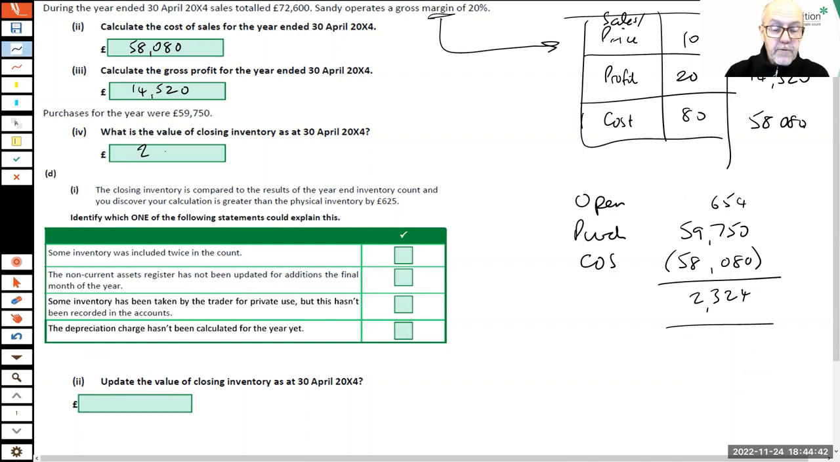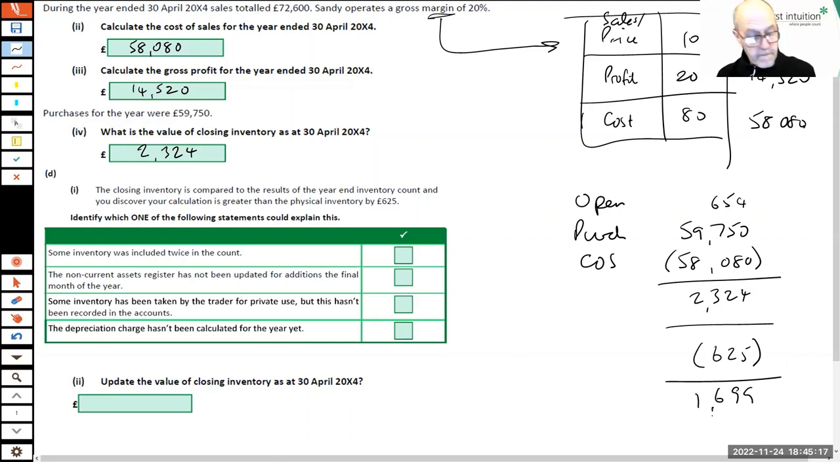So we have 2,324. The closing inventory is compared to the results of the year-end inventory count, and your calculation is greater than the physical inventory by 625. So we've only got 1,699 in value in the warehouse.